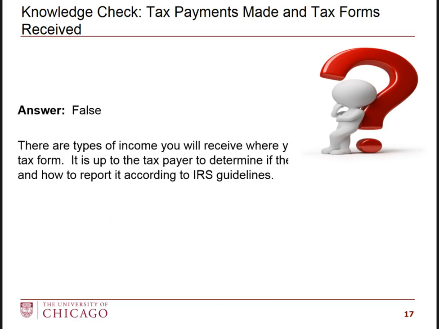The answer is false. There are types of income you will receive a tax form for and those where you will not receive one. It is up to the taxpayer to determine if and how to report it according to the IRS guidelines.